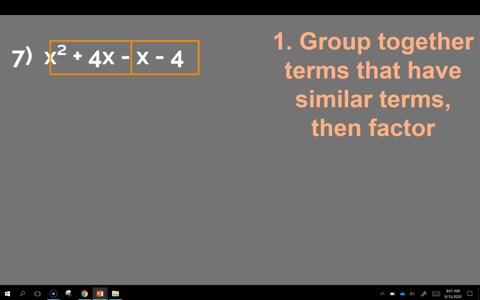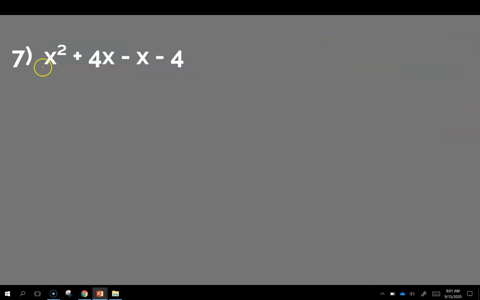Okay. So what can we take out of the first half? So x squared plus 4x. Okay, right here. What do both of those share? They both share an x. So if I divide an x out of both of those, x gets moved to the front. I have just an x left over. X squared divided by x is x. And then 4x divided by x leaves me with a plus 4.